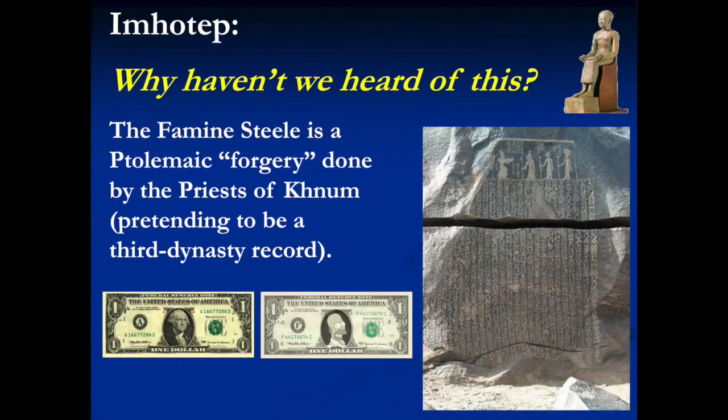It's because the famine stele is a Ptolemaic forgery. It was carved by the priests of Khnum over 1,000 years later to say, and now we're the guys who should be getting all the money.